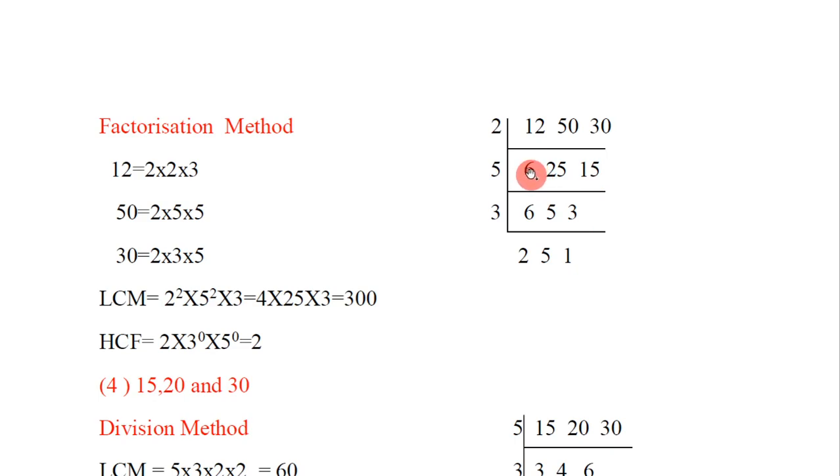But here 6 is not divisible by 5, so we should not write any other number here. You have to carry forward the number, that means you write 6 as it is. Then 5 times 5 is 25, 5 times 3 is 15, so these two numbers change. Now if at least any two of them are divisible by a number, we have to divide by that number.